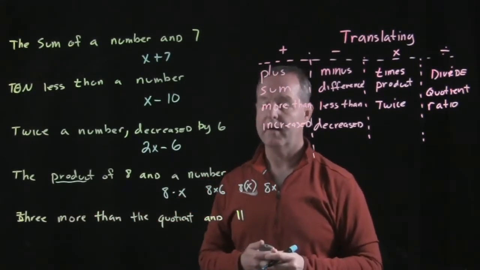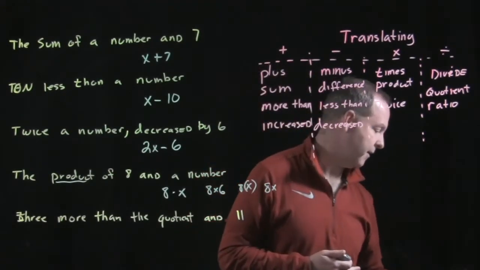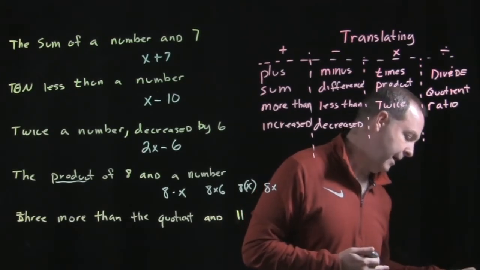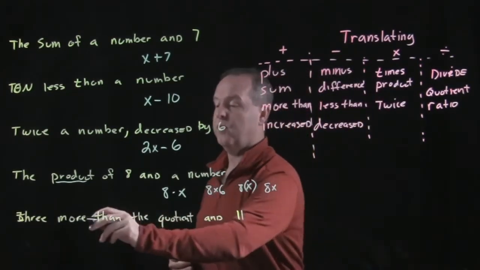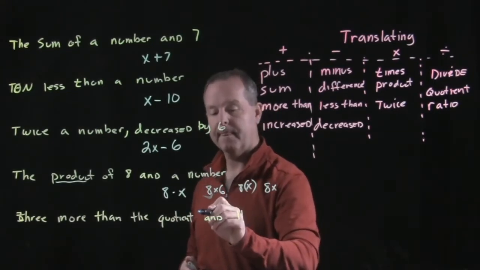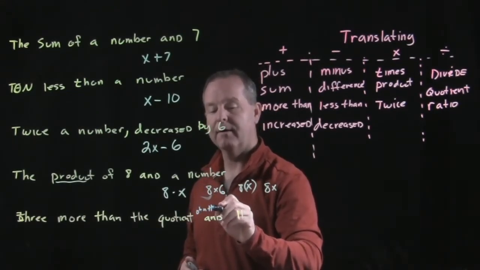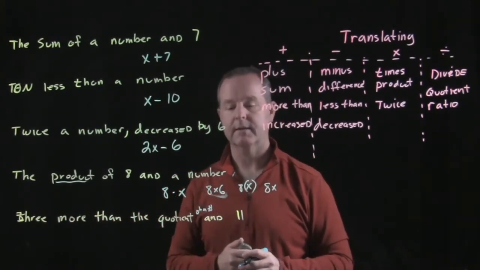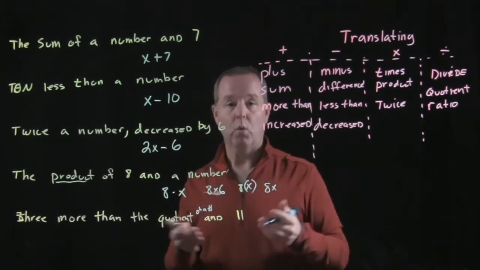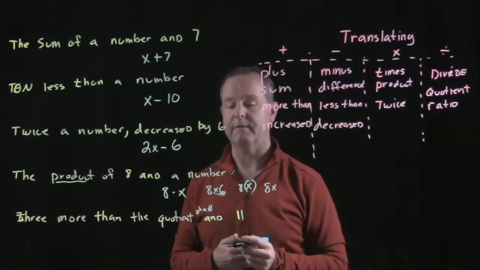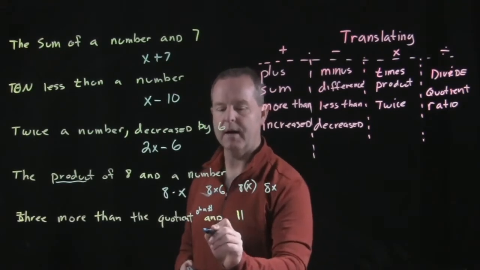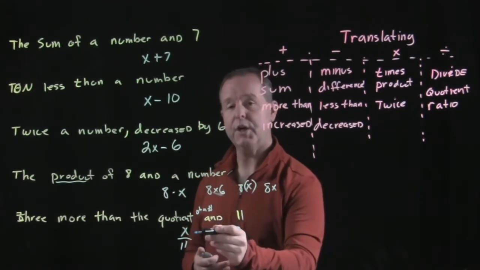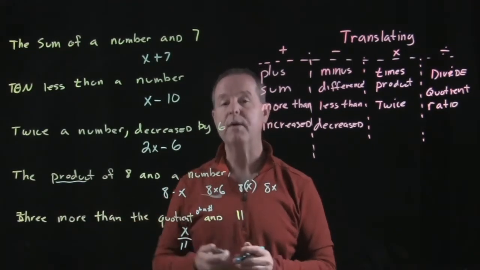Last one, 3 more than the quotient of a number and 11. Sorry, I left part of it out. 3 more than the quotient of a number and 11. What does that mean? Quotient is some type of division. So I have some quotient of a number and 11. Ratio, a quotient of some number and 11, and I have 3 more than that.